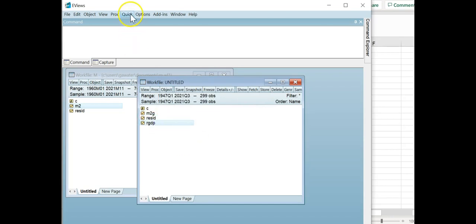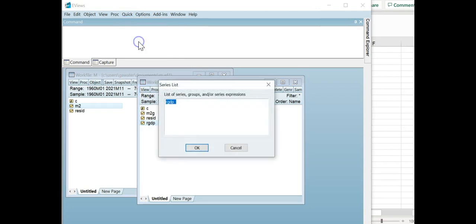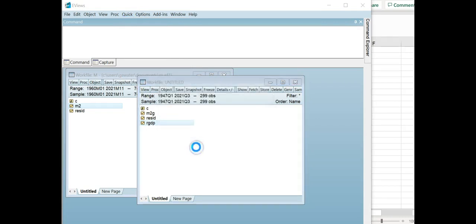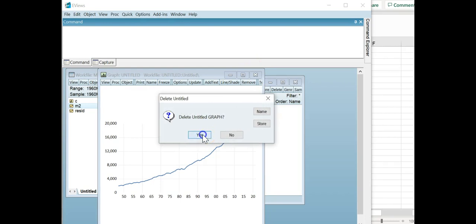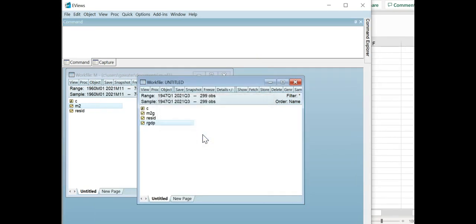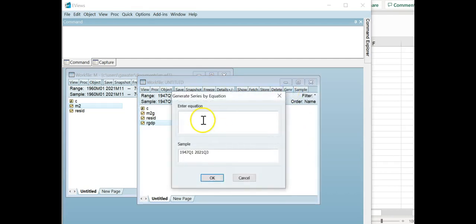Now, real GDP, I'm pretty sure this is the level. Yep. Okay, so that looks good, but that also means we need to convert. We want to use the growth rate for both. So I need to create a growth rate for real GDP. The way I do that is to generate a new variable.